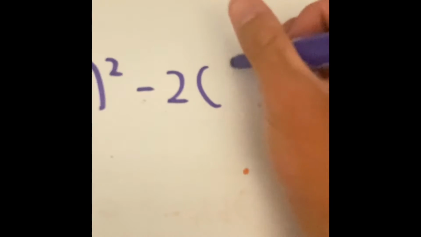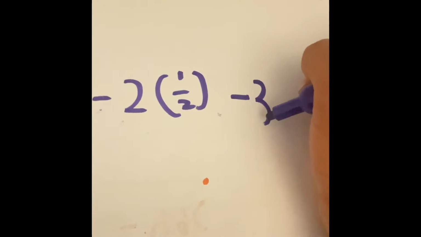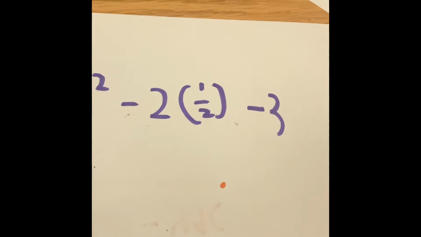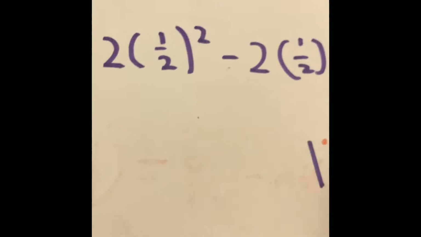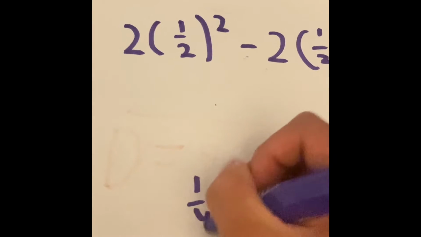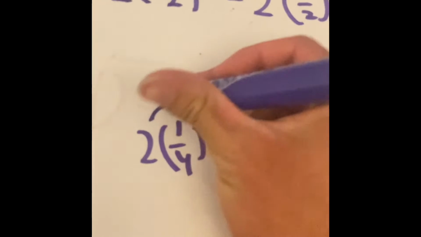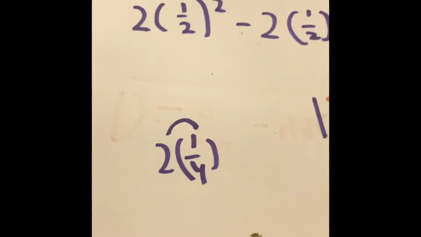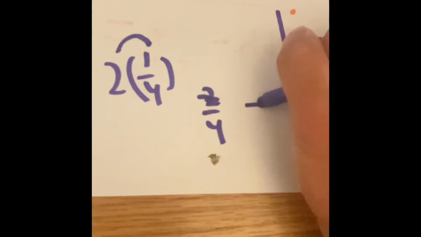So 2 multiplied by 1 over 2 squared, minus 2 multiplied by 1 over 2, minus 3. We know that 2 times 1 over 2 is going to be 1, minus 3. But at the front, 1 over 2 times 1 over 2 is going to be 1 over 4, and 2 multiplied by 1 over 4 will bring you to 2 over 4. Then we have to subtract 1.